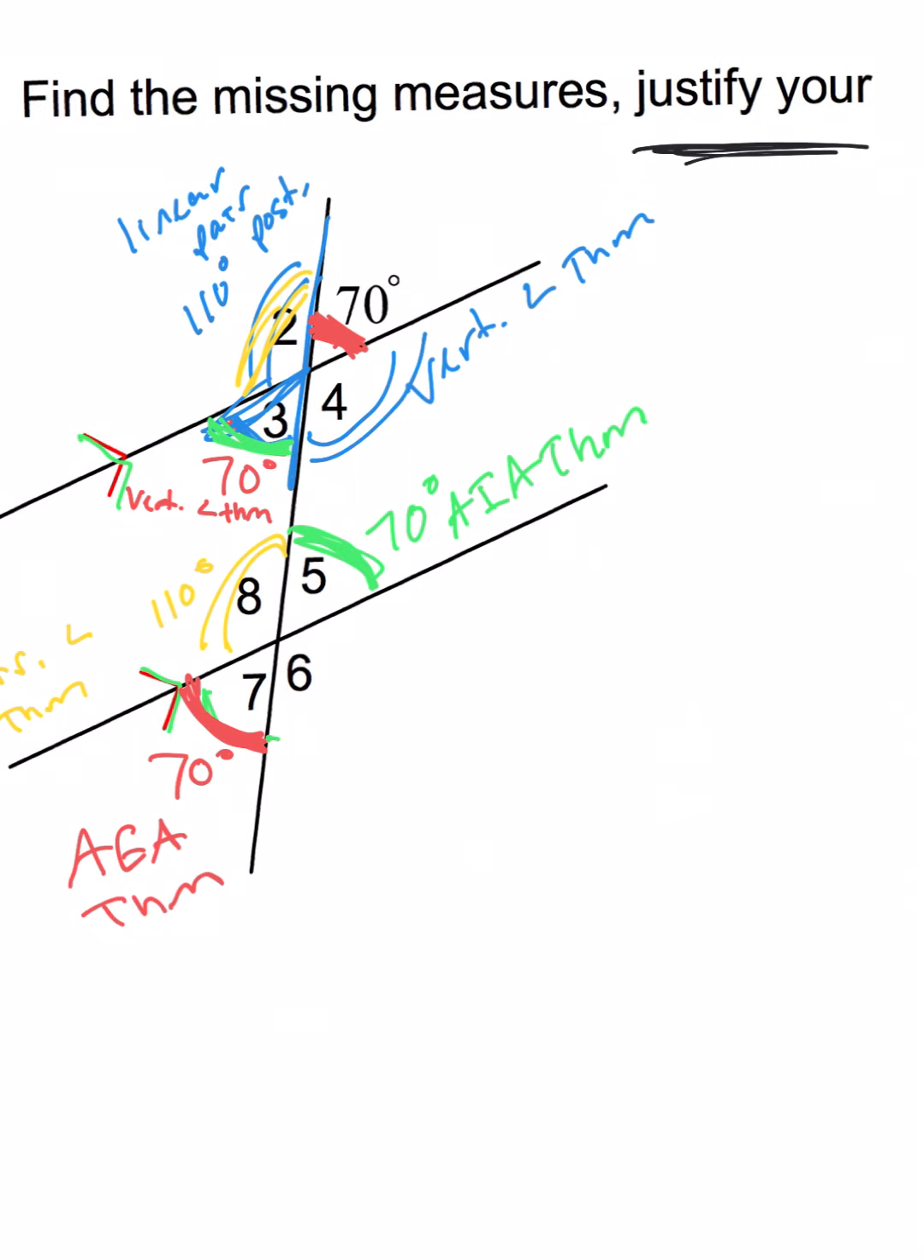Okay, and then let's see. I think I've practiced everything for you except for consecutive, and that's okay. So I'm going to go ahead and just use the vertical angle theorem again, right? If 8 and 6 are vertical angles, then 8 and 6 are congruent. So 6 is also going to be 110.